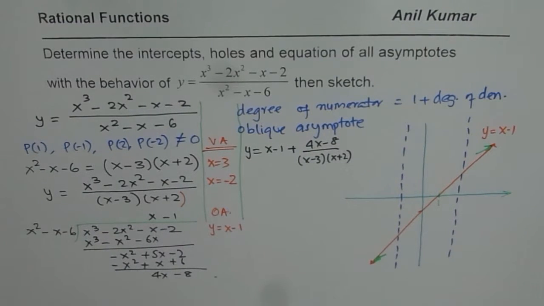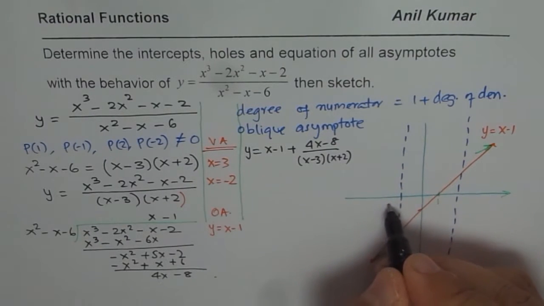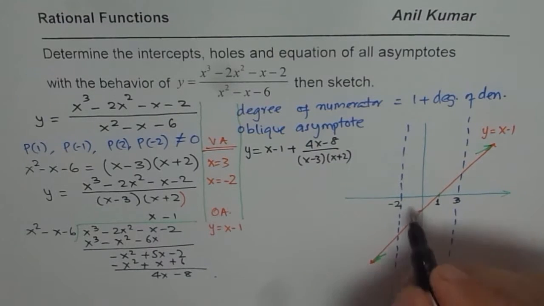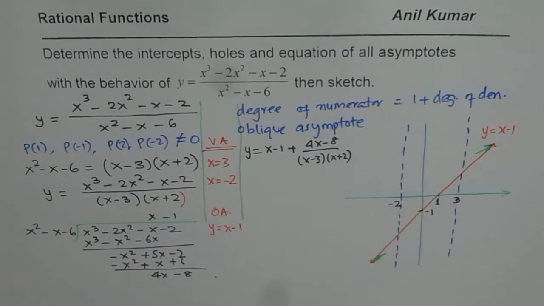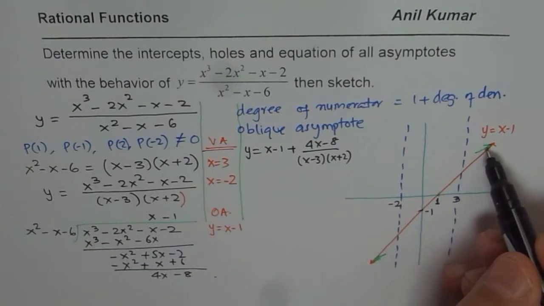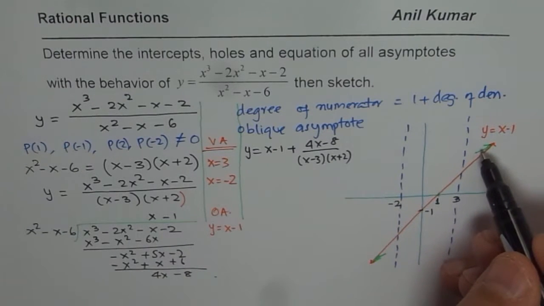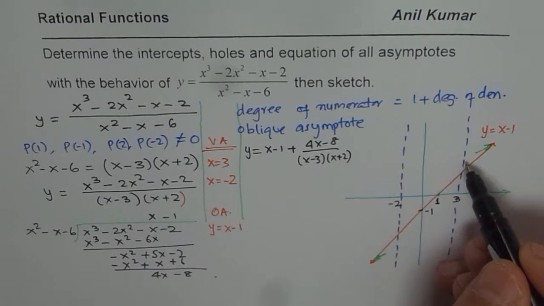So we have these two vertical asymptotes. This one is at minus 2 and this one is at 3. That point is 1 for us. This point is minus 1. So these are some of our points. Now we know that the graph of the function is approaching here. What you should do is see the behavior near the vertical asymptotes, correct?